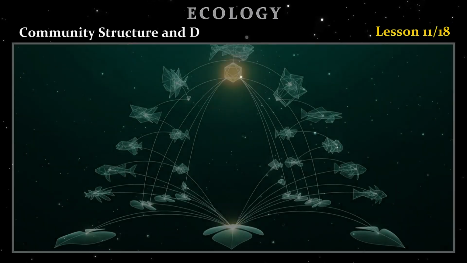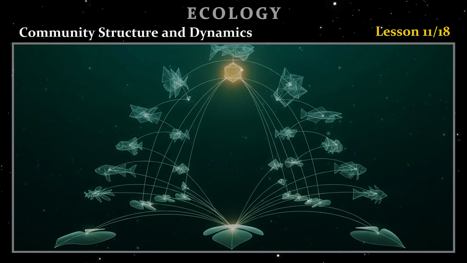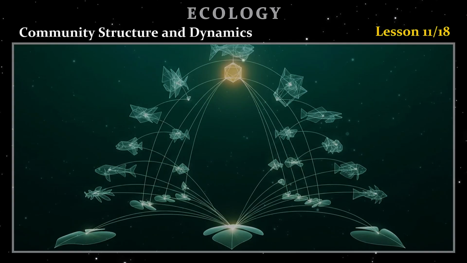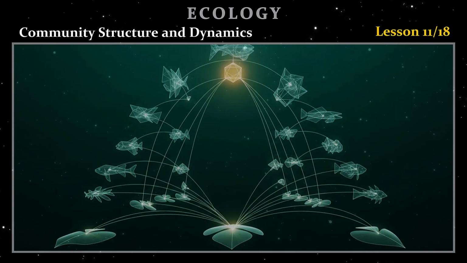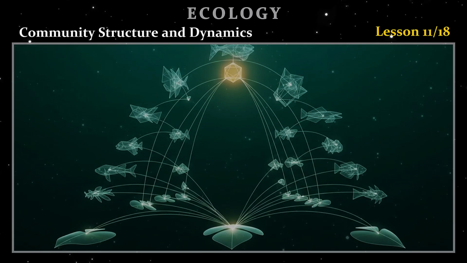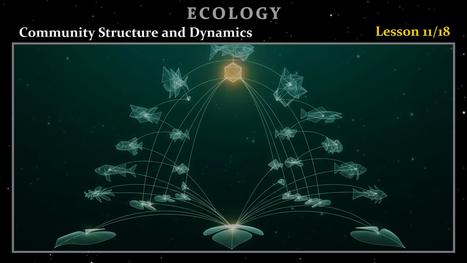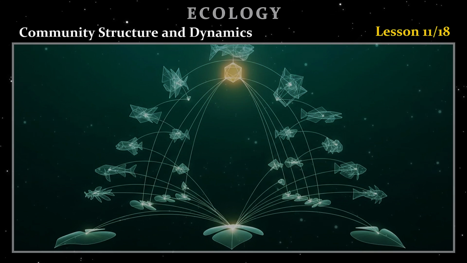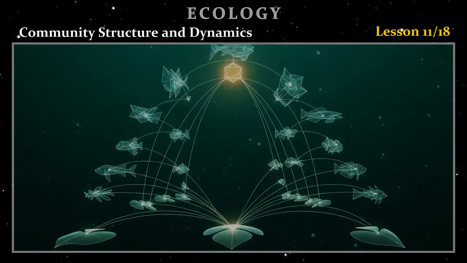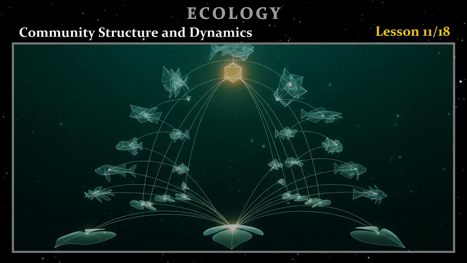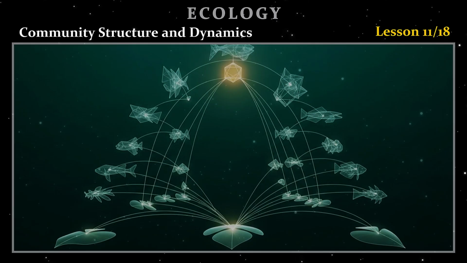Lesson 11: Community Structure and Dynamics. This lesson is titled Community Structure and Dynamics. We have spent the last few lessons looking at individual relationships, predator and prey, competitor and rival. Now, we zoom out to see the entire picture. We look at the community as a whole. We ask, how is this biological city organized? Who runs it? What happens if you remove a single brick from the wall? Relax and prepare to see the invisible architecture that holds nature together.